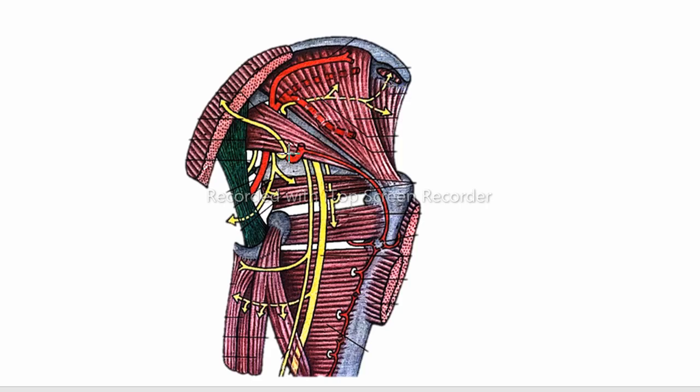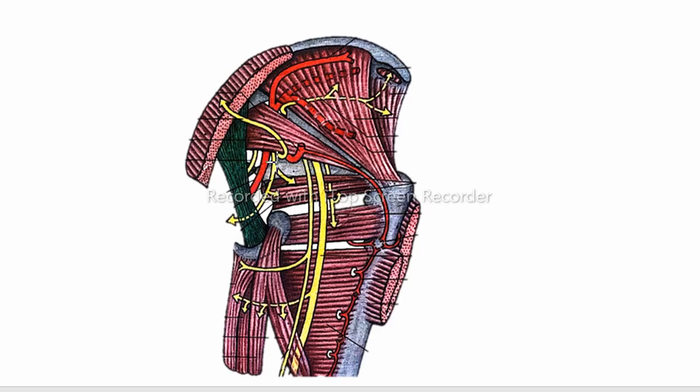Structures that pass below the piriformis: one is the sciatic nerve, then the posterior cutaneous nerve of thigh, the inferior gluteal nerve and the inferior gluteal vessels.